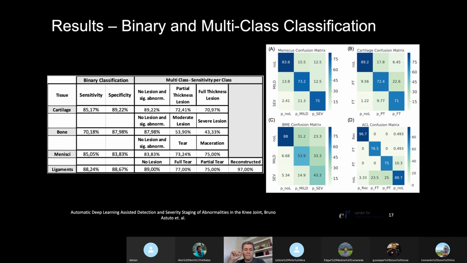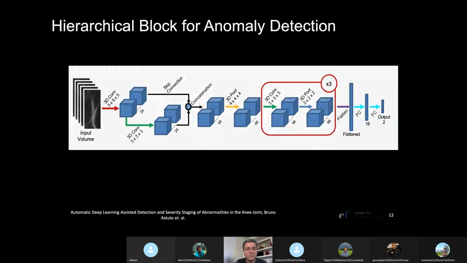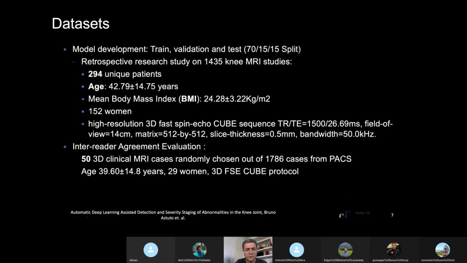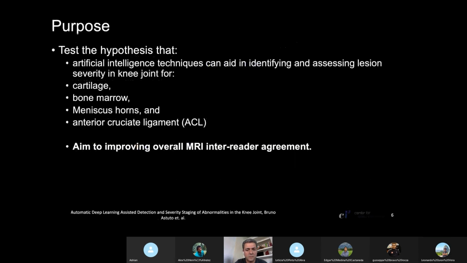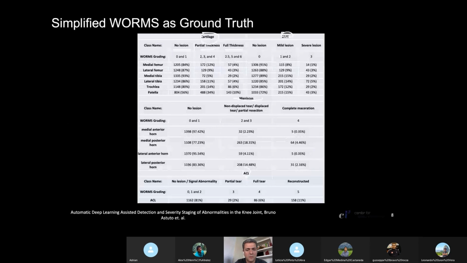Because lesions are very sparse data. Let me show the numbers.